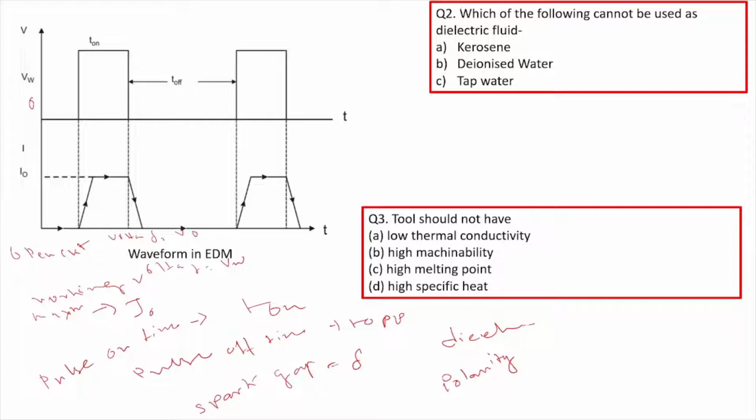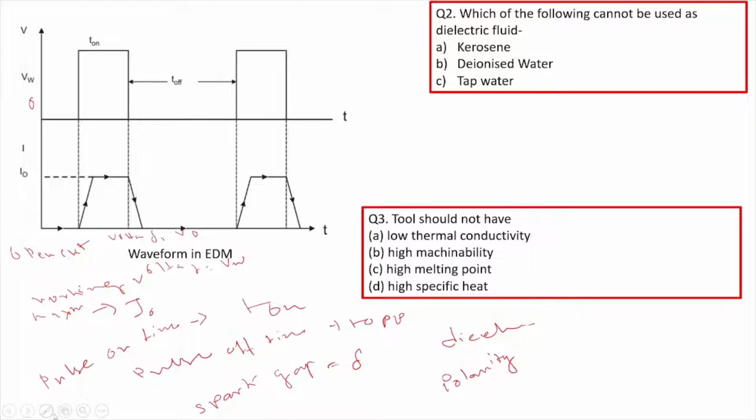we can't use actually, because it ionizes too early and breaks down due to the presence of salts in that tap water. So impurities occur there, so that's why tap water cannot be used as a dielectric medium here. Actually, what the dielectric medium does is flush around the spark zone. So that's the reason the tap water can't be used as a dielectric medium in the EDM process.